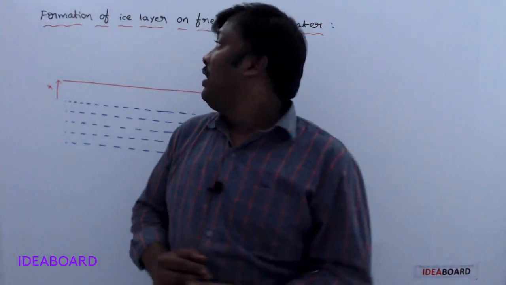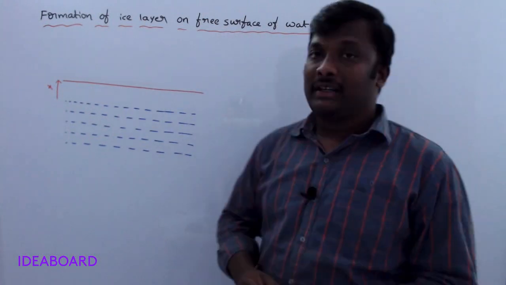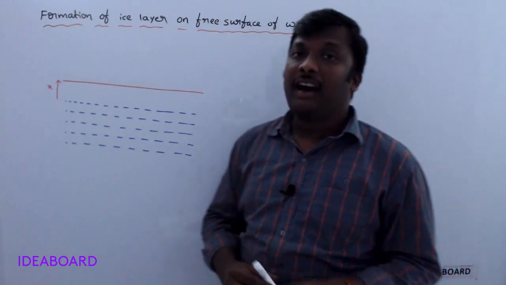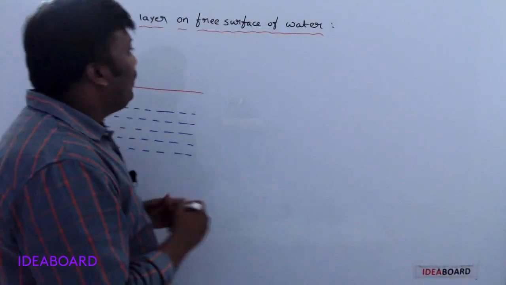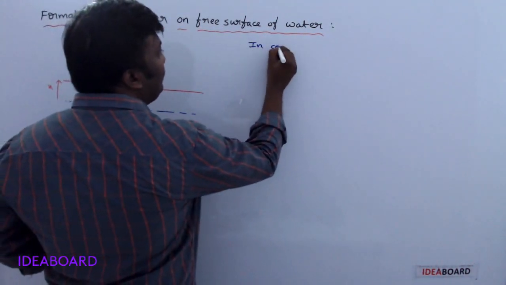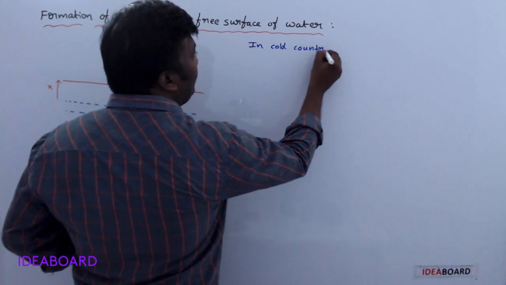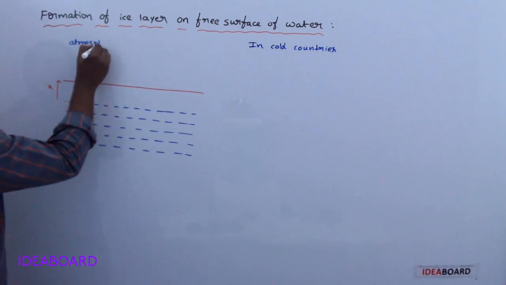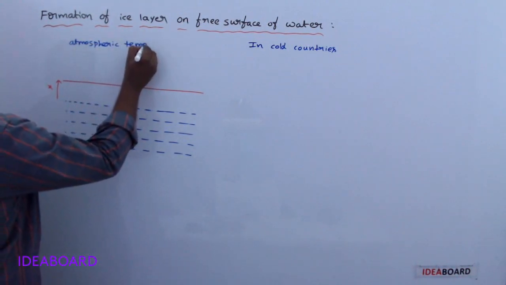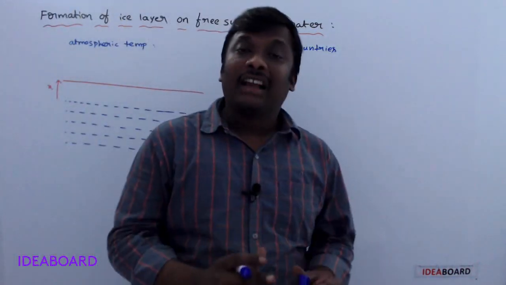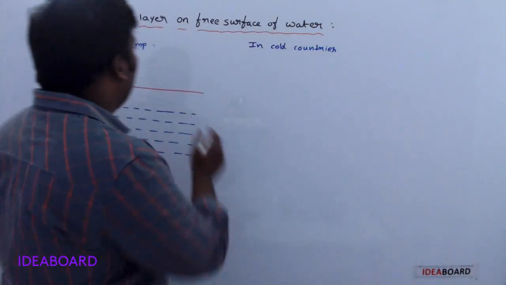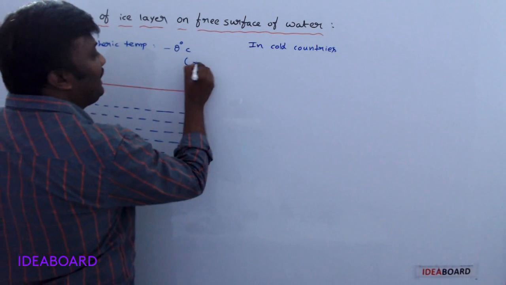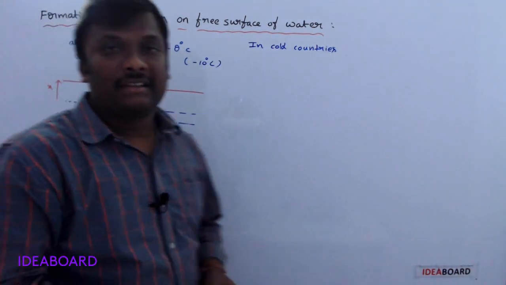Now, formation of ice layer on free surface of water. We know in cold countries the atmospheric temperature generally falls below 0 degree Celsius. Suppose its temperature is minus theta degree Celsius. I would like to take it as minus 10 degree Celsius.